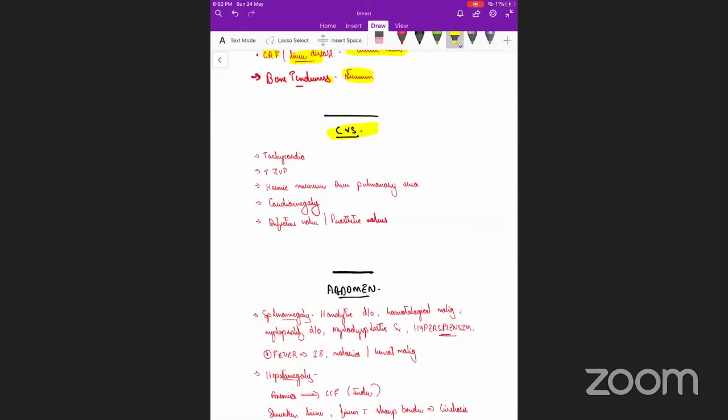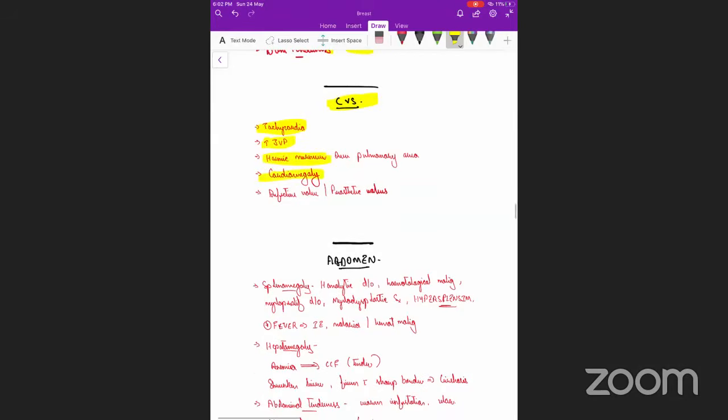Then coming to CVS, what all can you find? The findings in CVS are mainly due to anemia itself, like tachycardia, increased JVP, hemic murmur over the pulmonary area. Cardiomegaly can be there because of hyperdynamic circulation, or any defective valve and prosthetic valves.